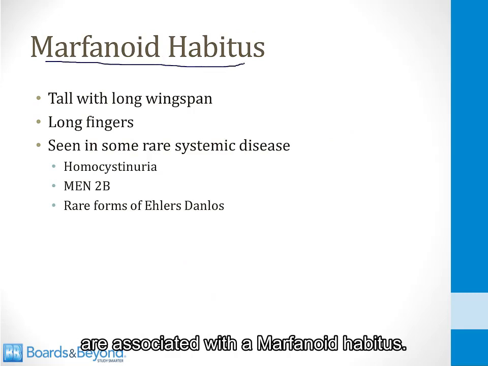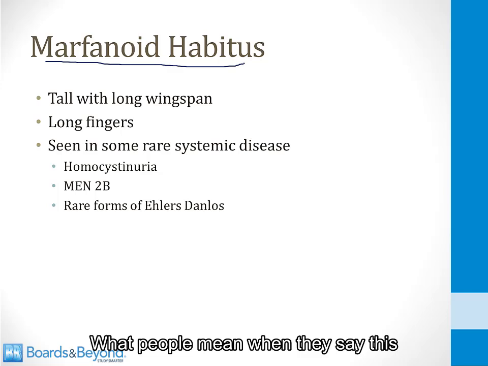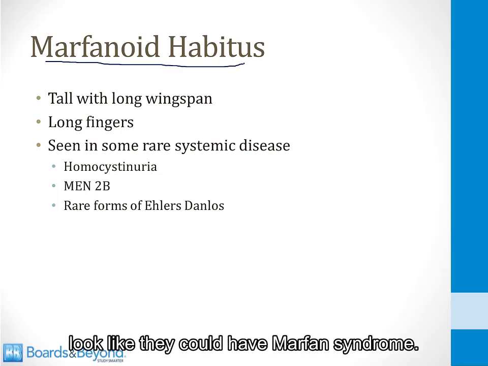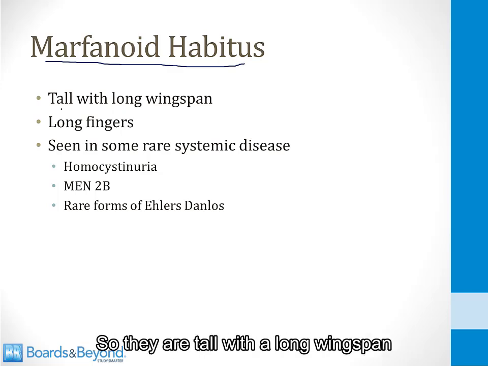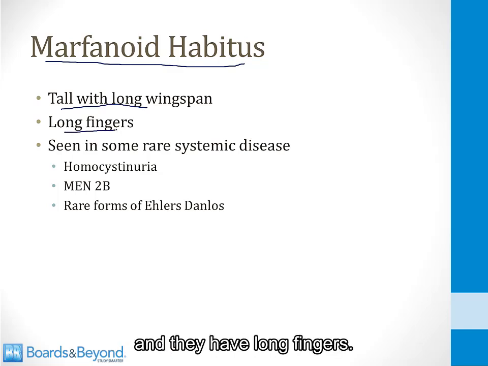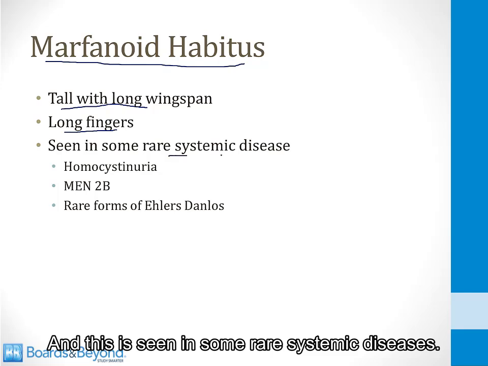And the last thing I'll mention is you will sometimes hear that certain conditions are associated with a Marfanoid habitus. What people mean when they say this is that patients with these conditions look like they could have Marfan syndrome. So they are tall with a long wingspan and they have long fingers. And this is seen in some rare systemic diseases.